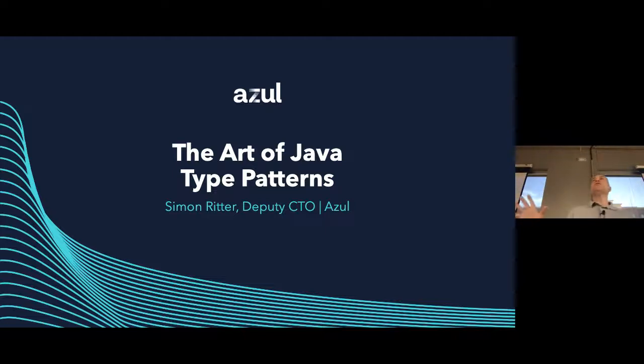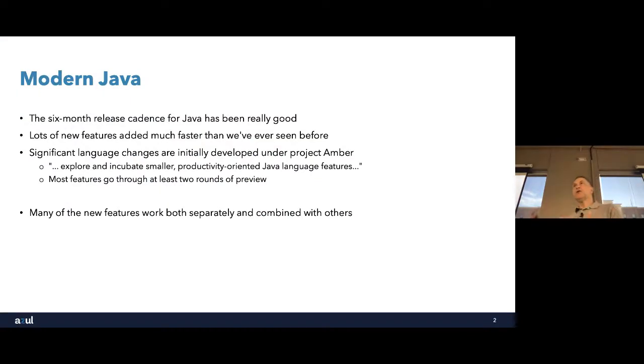Okay, so what are we going to talk about this evening? We're going to talk about the art of Java type patterns. And in terms of the idea here, if we look at how Java has changed quite a lot over the last few years, more so than we've seen really in the previous, let's say, even 10 years before that.